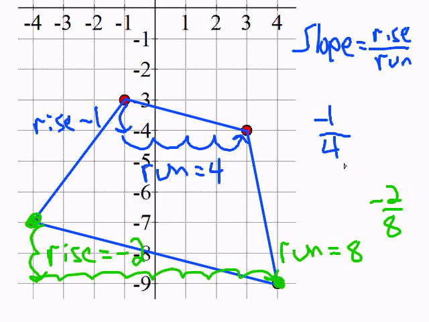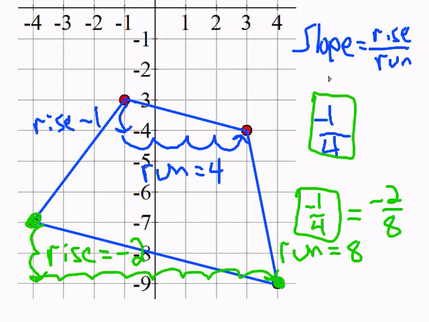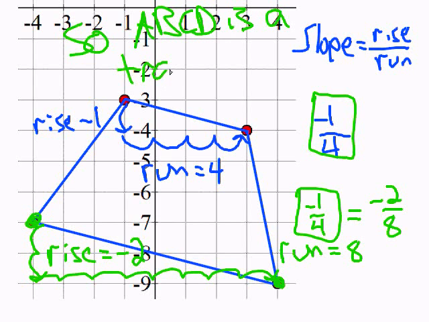Immediately those don't look exactly the same, but if we reduce this fraction, in other words, divide the top and the bottom of the fraction by the same number, divide them both by 2, we'll get a -1/4. So you find out, yes, one pair of sides does have the same slope, so ABCD is a trapezoid. Now if you're drawing this on your own paper, it may be a little bit hard to do your rise over run, so I encourage you to draw your lines as straight as possible, or better yet, use a piece of graph paper.